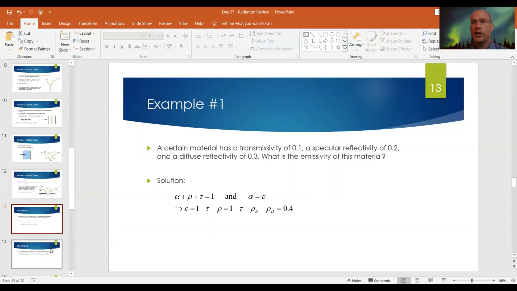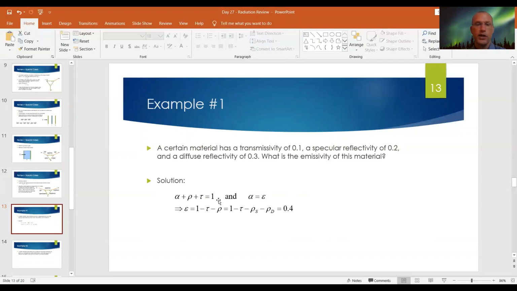So having said that reflection will not be on the test, what I meant was that previous slide we had with this really complicated reflection network. I could have a question like this. This technically involves reflection in the sense that this material has a transmissivity of 0.1, and has reflectivities of 0.2 for the specular part and 0.3 for the diffuse part, and I want to find what the emissivity is.